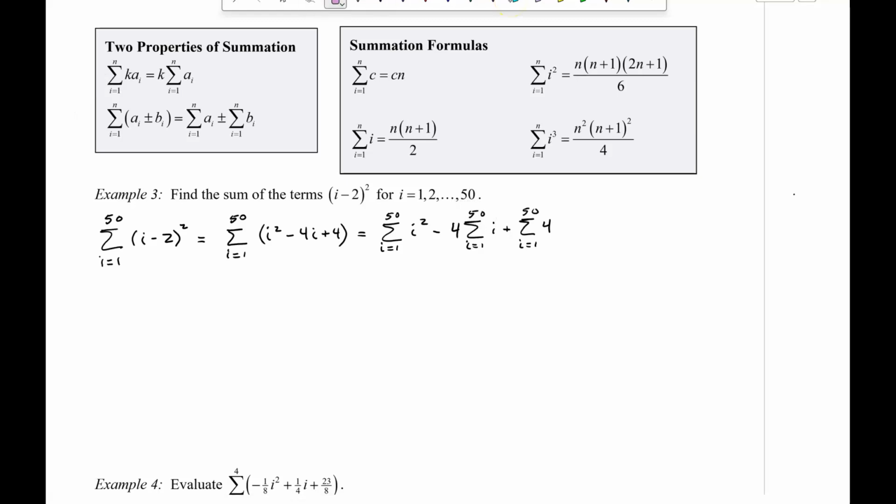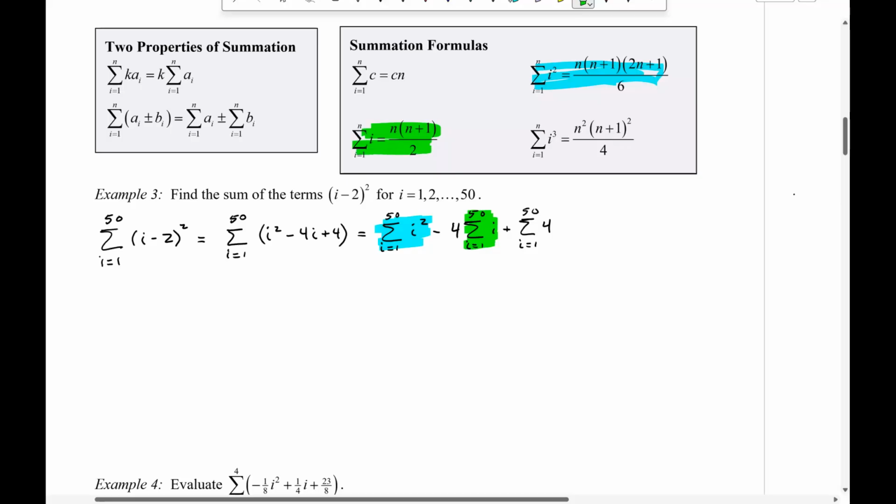From here, we're going to use the summation formulas above. So right here, we're summing 50 i squareds. We can use this formula right here. Here, we're summing 50 i's, and we'll use this formula right here. And finally, right here, we're summing 50 4's, right? 50 constants, which are all 4, and we'll use this formula right here.